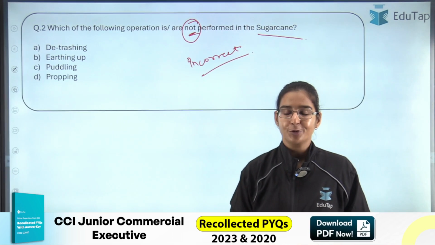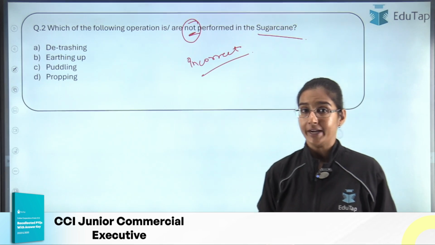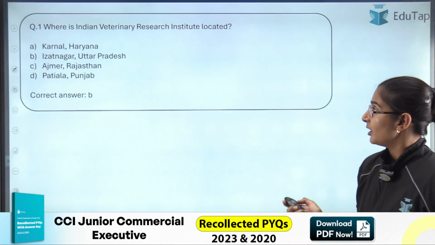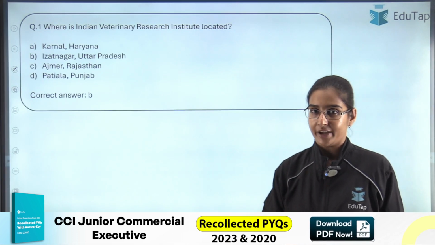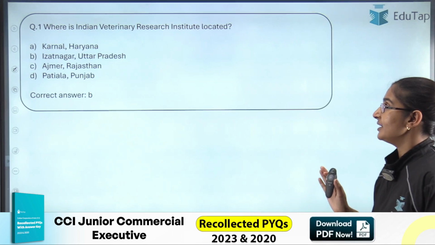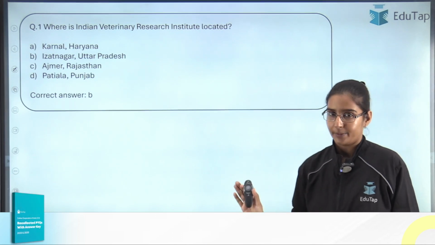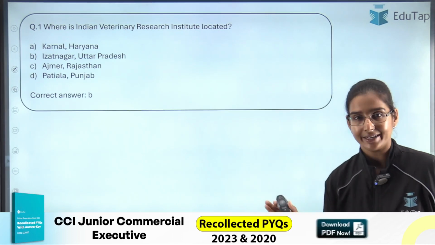Now, as promised to you, in every class we will be discussing the homework questions of the previous class also. So in the previous lecture there were 3 homework questions which I gave to you. The first one was, where is the Indian Veterinary Research Institute located? It is located at Izatnagar, Uttar Pradesh. So option B is the correct answer here.